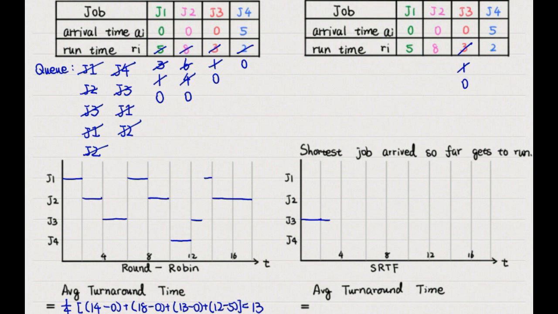Now at time t equals 3, J1 and J2 have arrived, and J1 has the shortest remaining time of 5, so we run J1 for 2 seconds. And the remaining runtime of J1 is now 3. Now at time t equals 5, J1, J2, and J4 have arrived, and J4 has the shortest remaining runtime of 2 seconds, so we run J4 for 2 seconds and J4 completes.